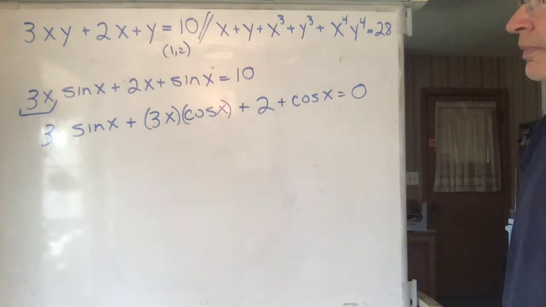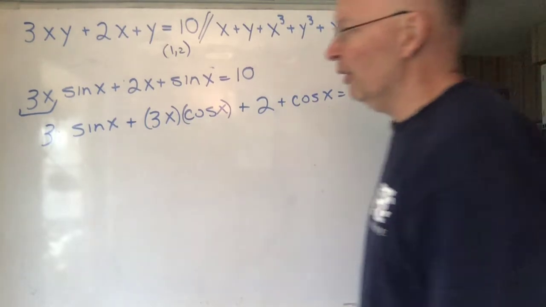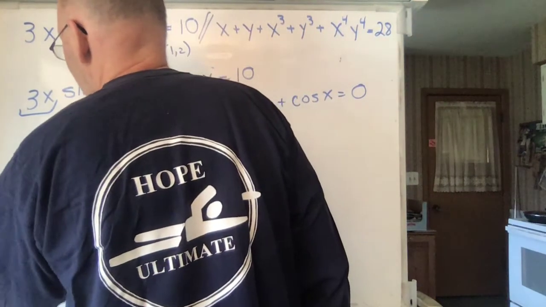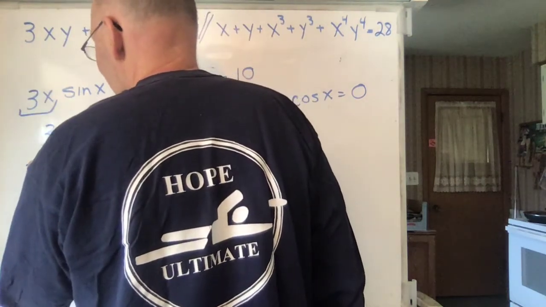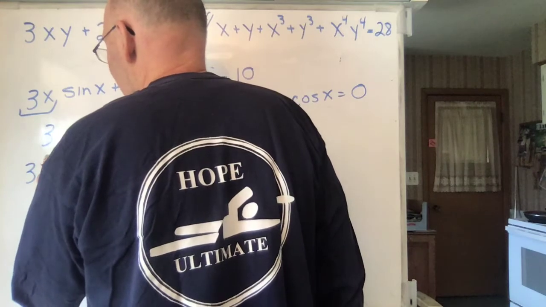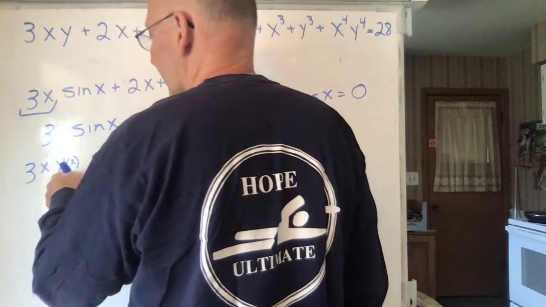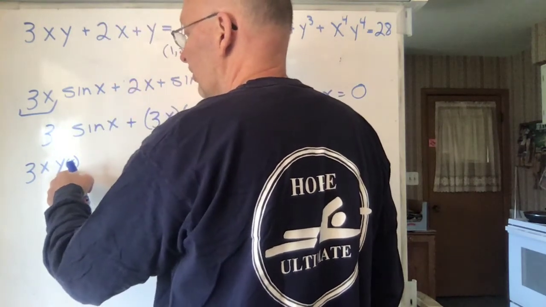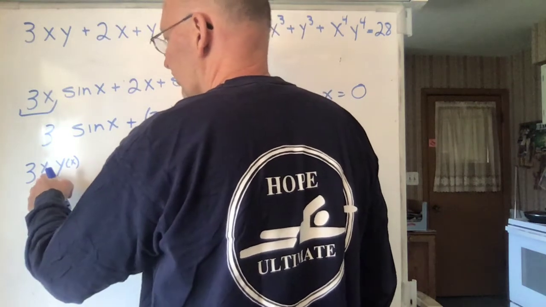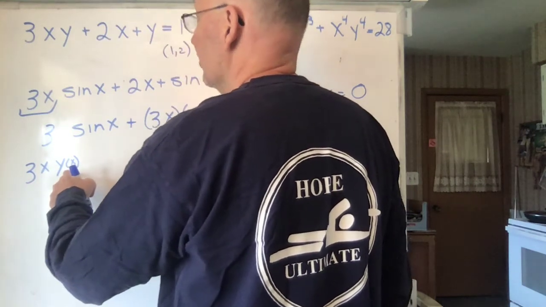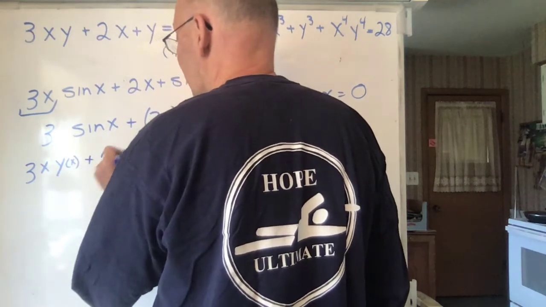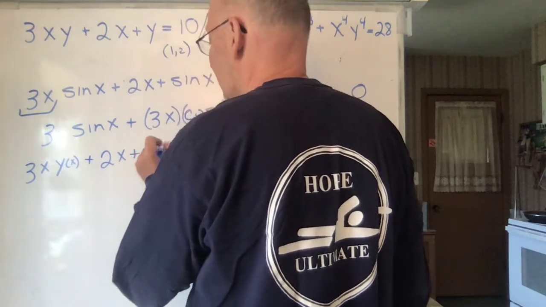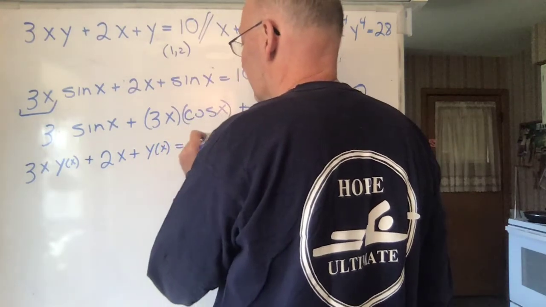So there you go. So now we're going to do the same sort of thing, but now we're just going to acknowledge the fact that even though we don't know explicitly what it is, this y is indeed a function of x. We're thinking of it as always a function of x. x is your variable, y is the function. So you have this plus 2x plus y of x is equal to 10.